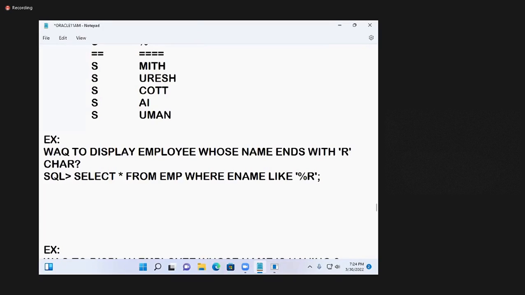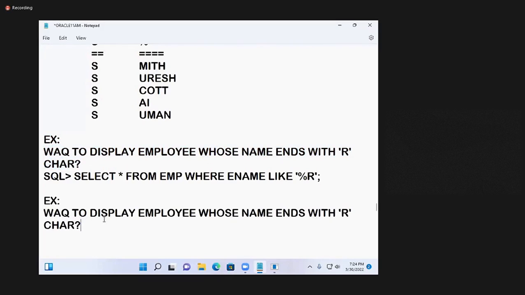Okay, right. And the next one more example. Write a query to display employees whose name is having I character.